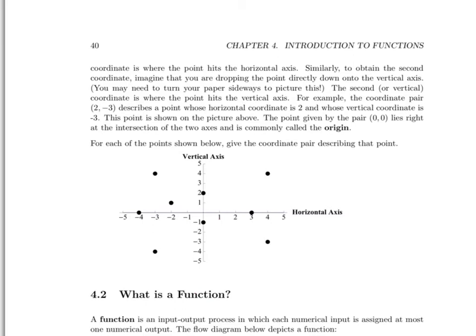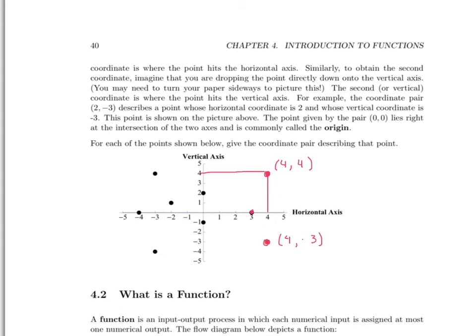Okay, let's go ahead and write down the coordinate pairs for all of these points. I'll begin with the point up here at the right. Notice that this point lies at the intersection of 4 on the horizontal axis and 4 on the vertical axis. So its coordinates are 4 from the horizontal axis and 4 from the vertical axis. Next point, let's do the one down here. This point lies at the intersection of 4 on the horizontal axis and -3 on the vertical axis.